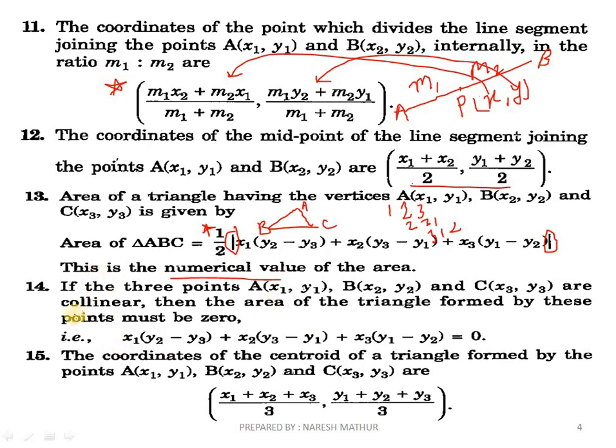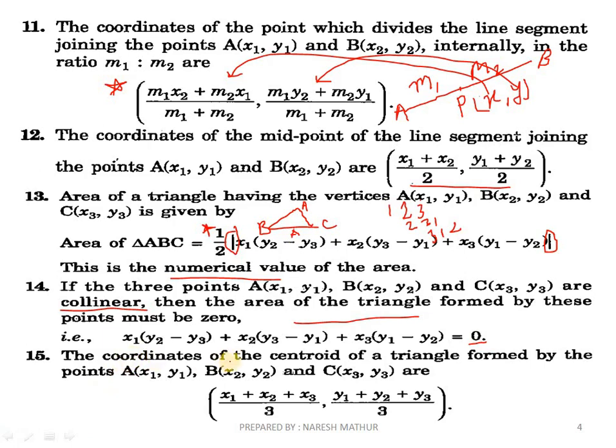Now if we are saying that the points are collinear, collinear means what? In a single line. So if ABC are collinear, it means point A is lying somewhere on BC. It means the area of the triangle will become 0, because there is no triangle, so the area will always be 0.